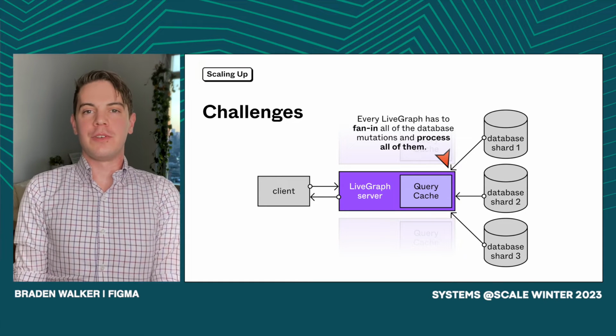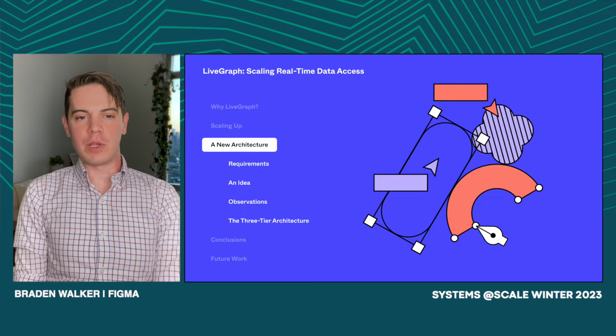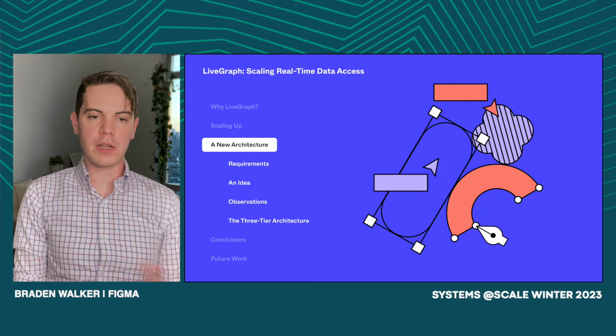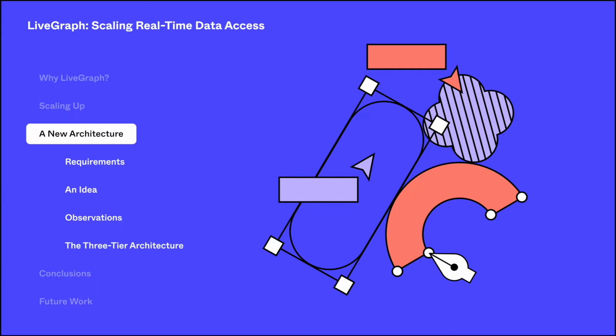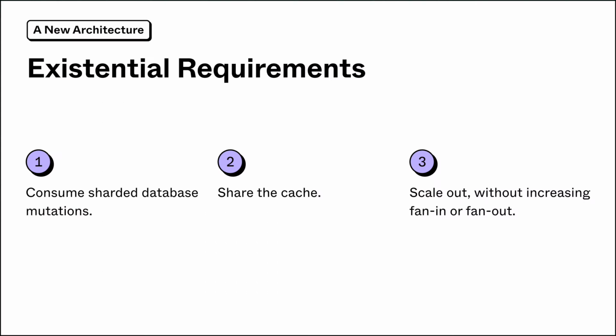So this led us to trying to build a new architecture. So I'm going to talk through a couple of things on this point. The requirements that we needed to fulfill, an idea that seemed sort of obvious at first, but we ended up discarding for a few reasons, some observations we came to in doing that, and then the three-tier architecture that we ended up with and how it works.